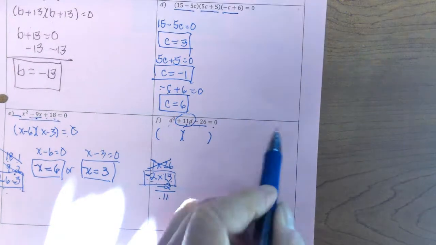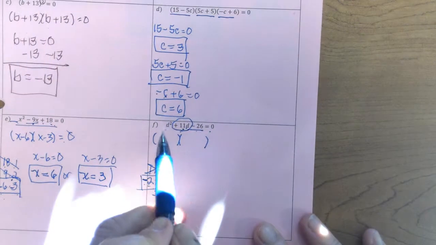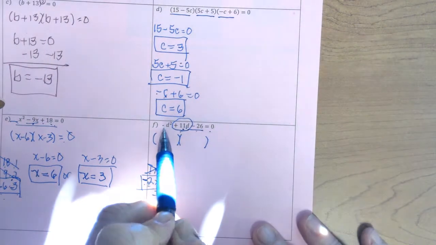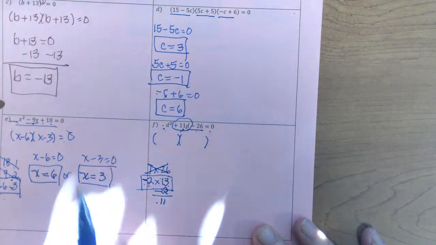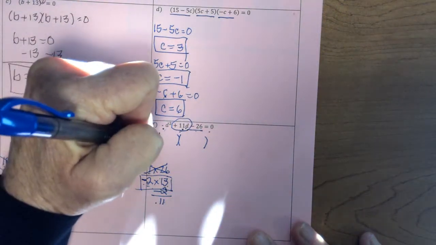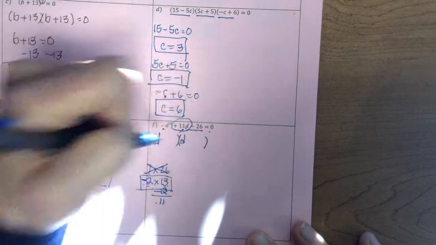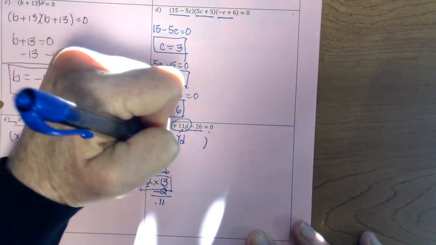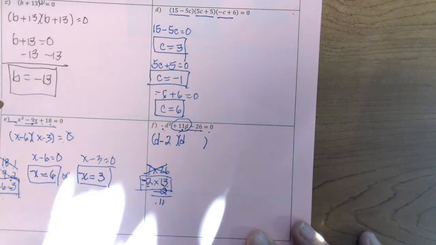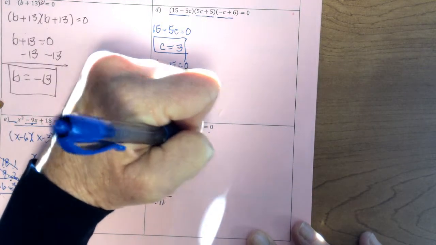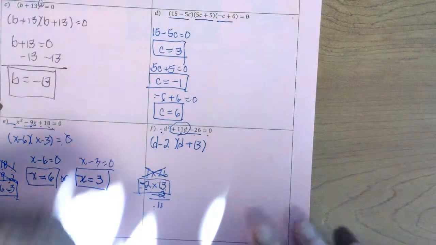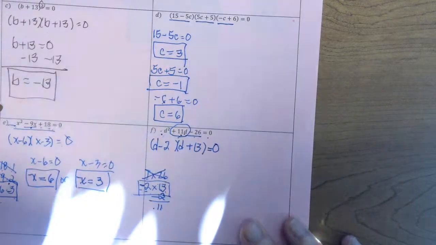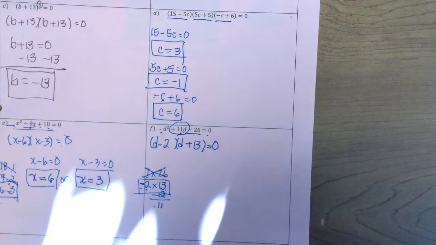So again, I don't need to draw a box because I don't have a number in front of the d squared other than 1. So I'm going to go ahead and write d and d. And then I'm going to take these two numbers as my factors. So I've got d minus 2 and d plus 13. So now I know that that's equal to 0. I'm still not done. I need to continue to solve for d.